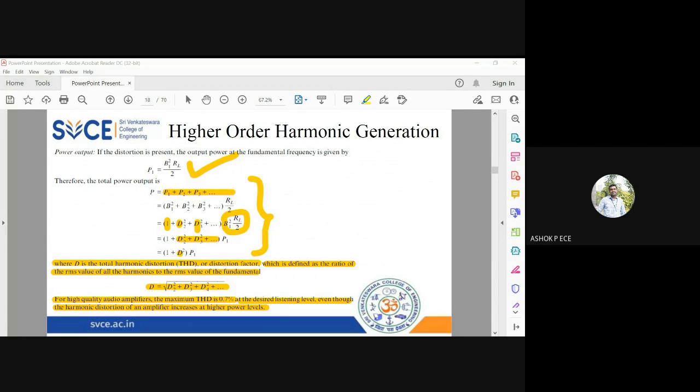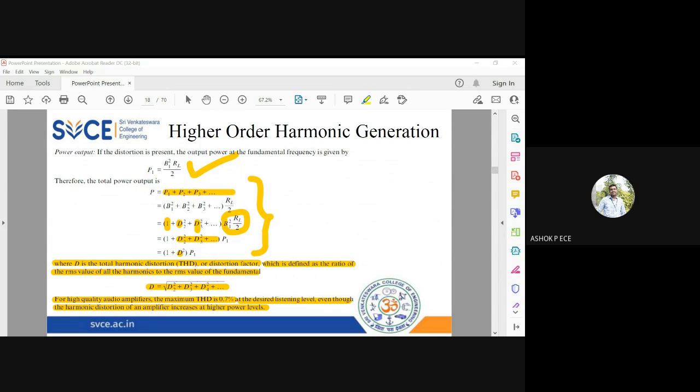See, biasing circuit, R1, R2, RC, RL, RE, all you can physically see. But this THD is a performance parameter which you cannot physically see inside a transistor. It can be measured only from all the power values.